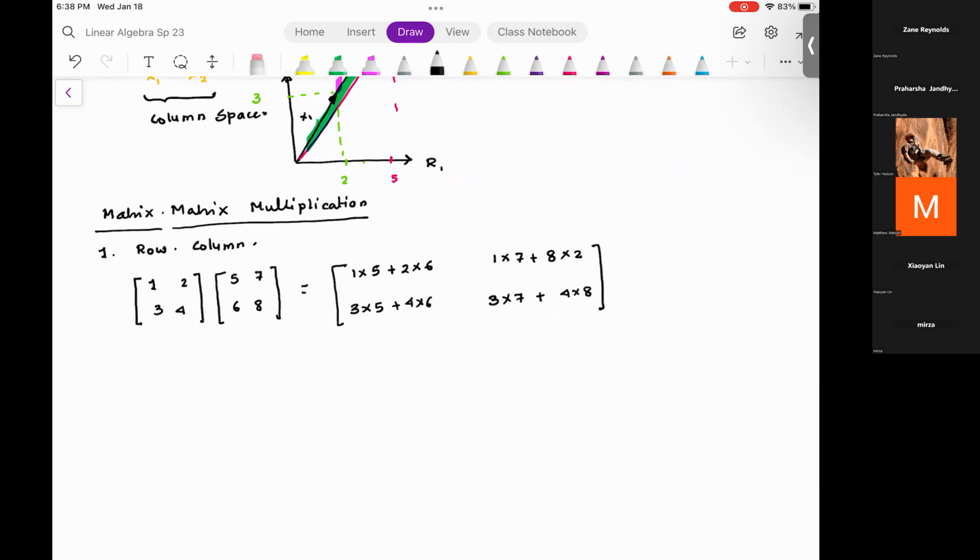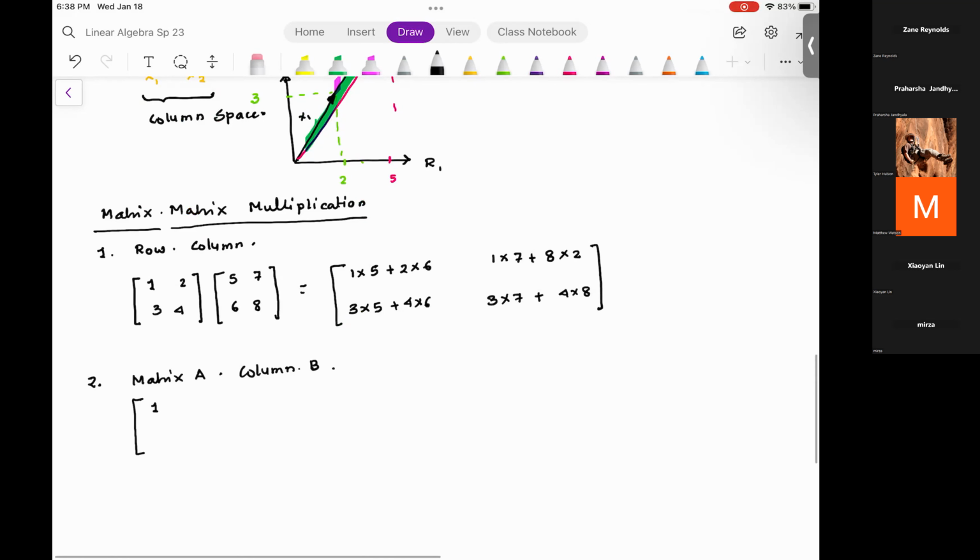Now, the other approach is what you can do: you can take the matrix A and multiply that by columns of B. Now, what does that mean? I will not perform the whole multiplication, but I will show the multiplication once. So you can extend that to 1, 2, 3, 4. Then again, I have 5, 6, 7, 8.